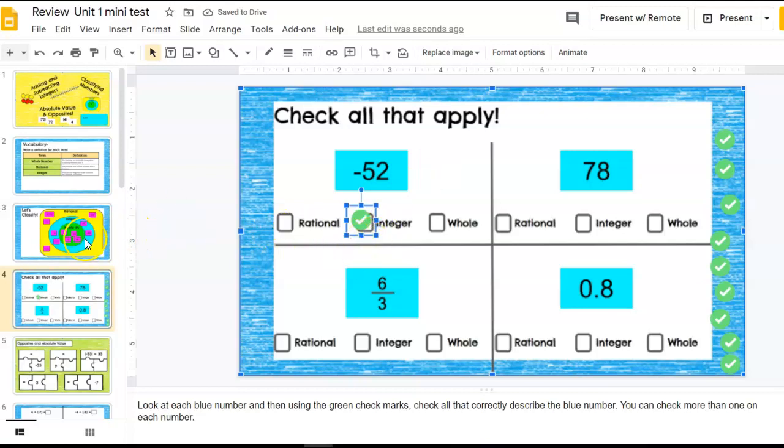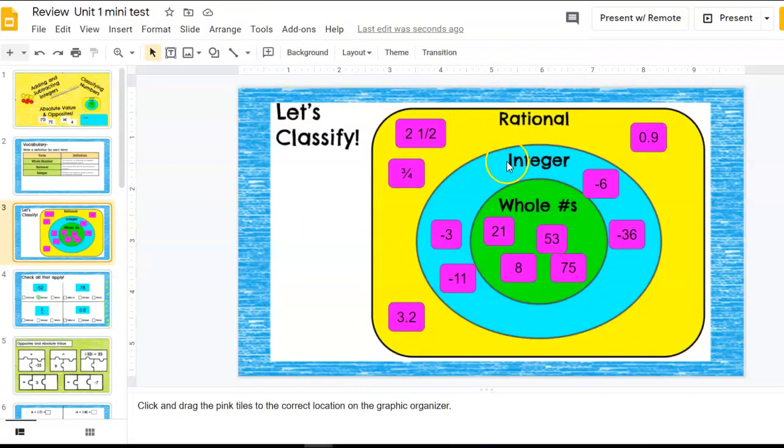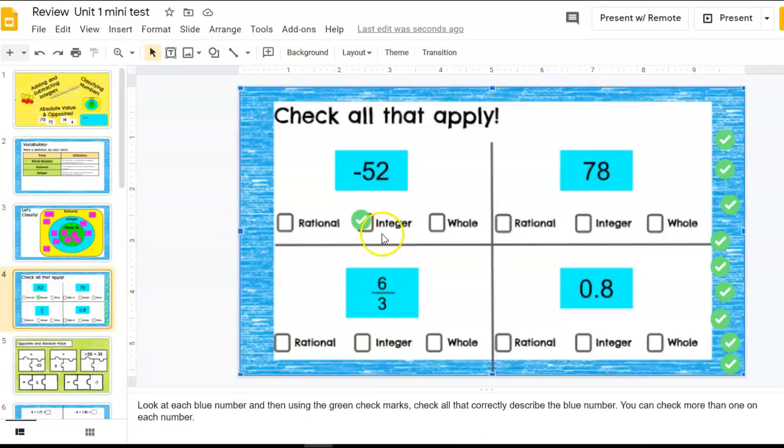But now remember, on this slide, if it was rational, it is also an integer. If you think about if we have Texas, Manville, and then Rodeo Palms, if you're at Rodeo Palms, you are also in Manville and you are also in Texas. So if it's a whole number, it is all three. Here, this is an integer, so that means it is also rational. 78 is a whole number. That means it is also an integer, and it is also rational.